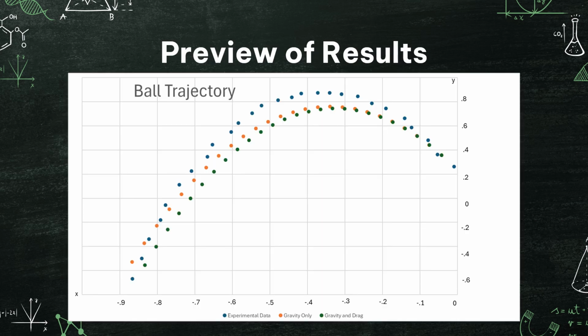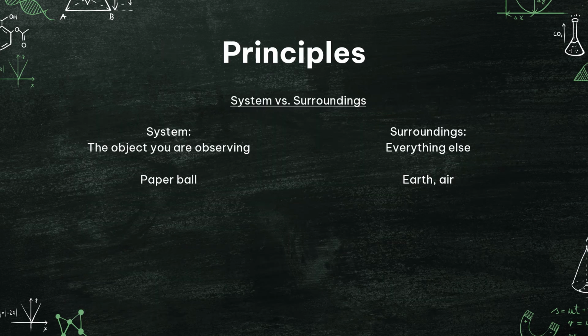Here's a preview of the results, with all three being very similar, especially the two computational models, and then the blue one here at the top is the experimental data. For this experiment, the system is the paper ball that we used, and the surroundings is everything else, and what's important to us here is the earth and the air.